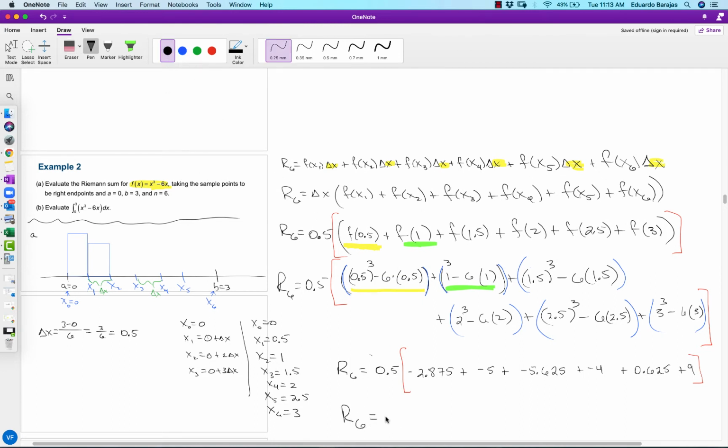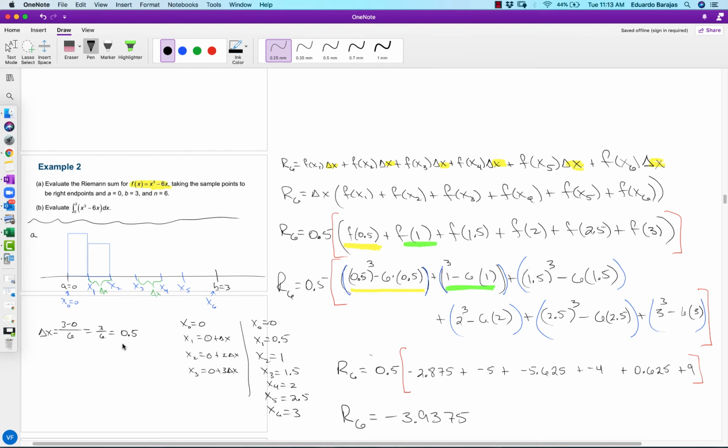R sub 6 is going to be negative 3.9375, approximately. Okay, so this becomes our best guess for the area in question. And it's just an approximation using 6 rectangles. Of course, if we want a better approximation, all we have to do is use more rectangles.